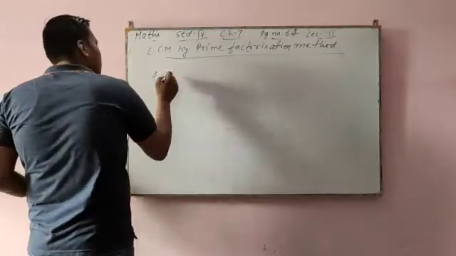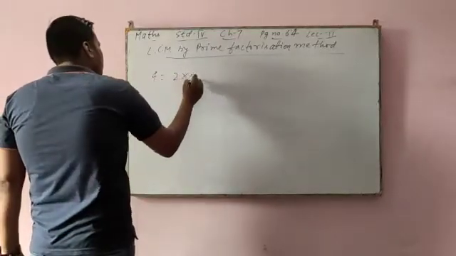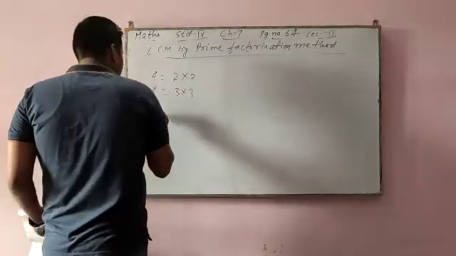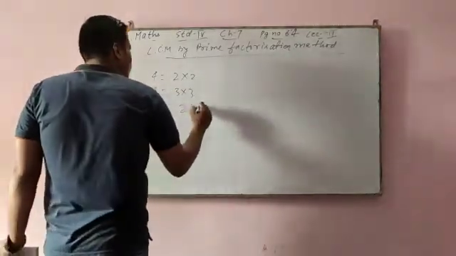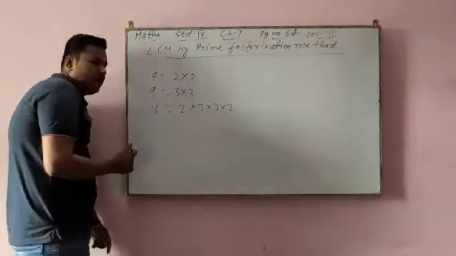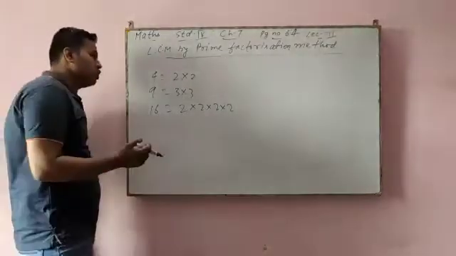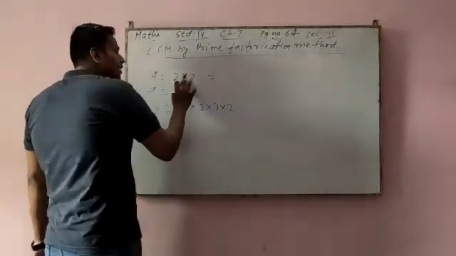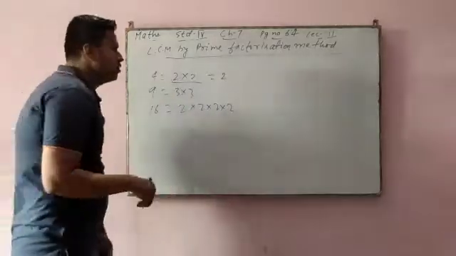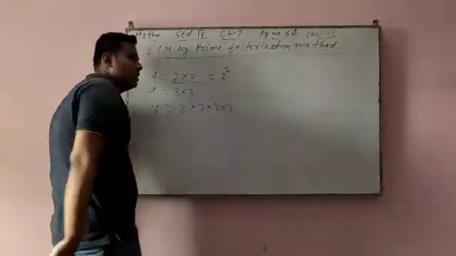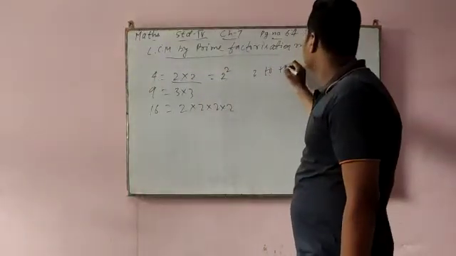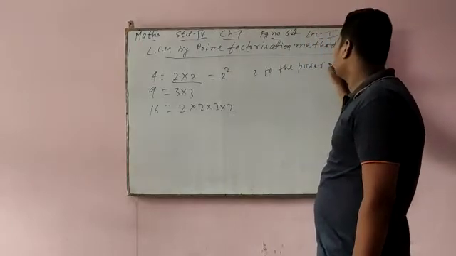Like 4, in this 4 there is 2 into 2; in 9 there is 3 into 3; in 16 there is 2 into 2 into 2 into 2. We can write all the numbers this way. When you find the prime factorization of 16, you get four 2s. How many 2s are there? Two. So with the power, we say 2 to the power 2.